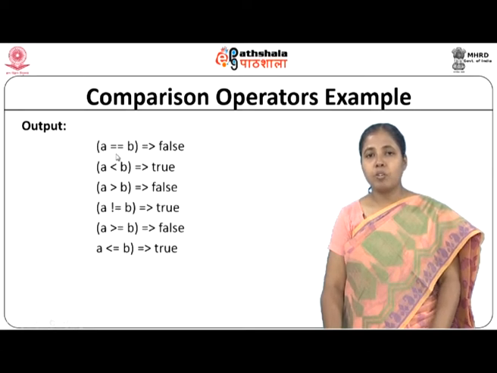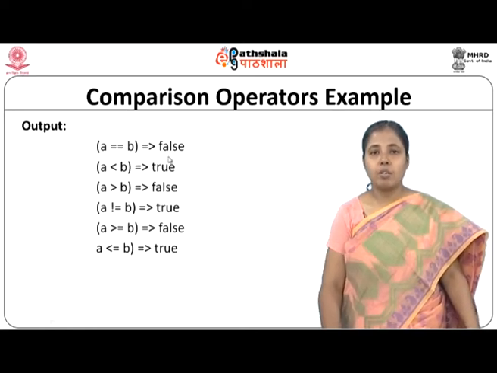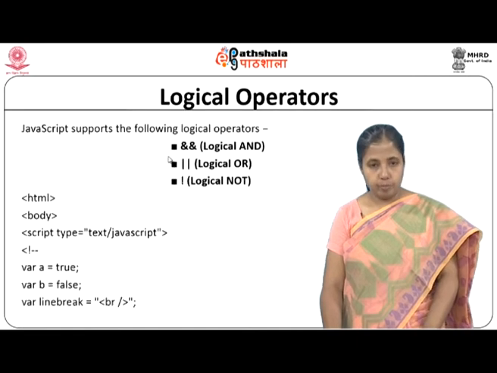Now, what happens if result equals A equal to B? It checks the value and returns true or false. We have a Boolean data type supported in JavaScript. So, it checks the value and it returns false because our A is not equal to B.